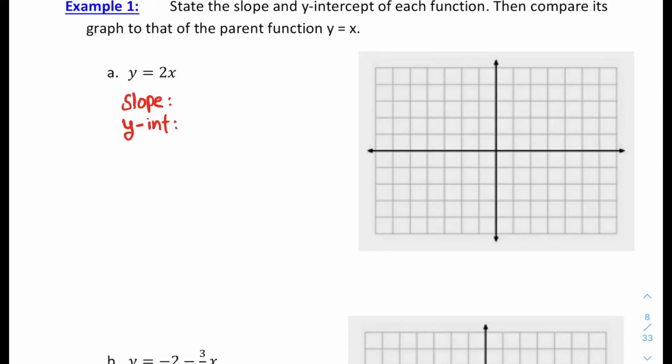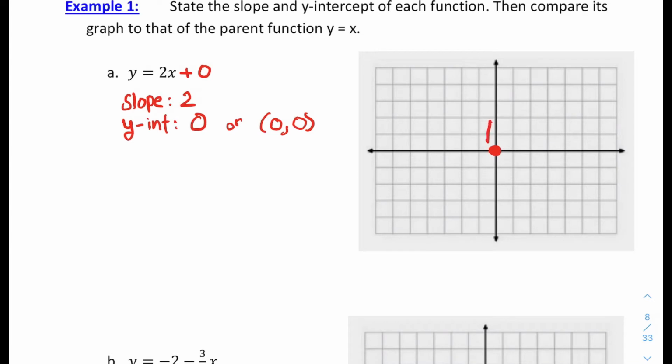y-intercept. Sometimes it helps a little bit if your y-intercept isn't written there to think of this as 2x plus 0. Your slope's your coefficient on your input variable x, so it's 2, and your y-intercept is 0. Or a lot of times we like to write intercepts as points, so it's the point (0, 0).